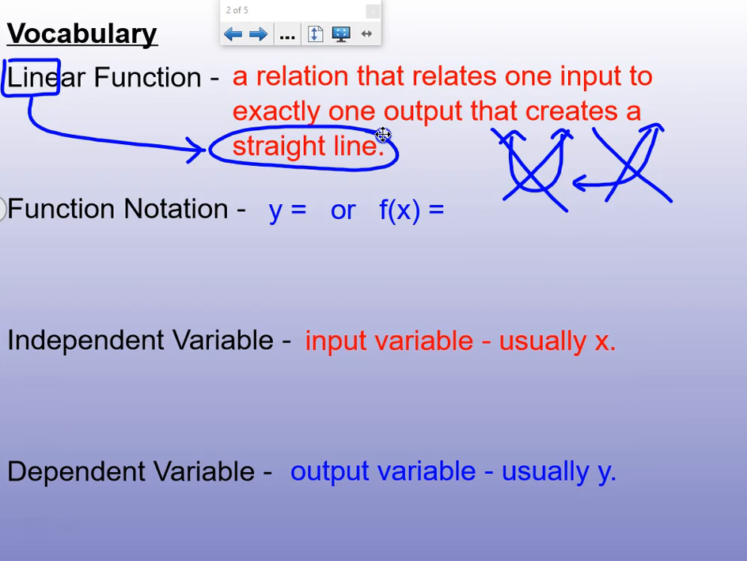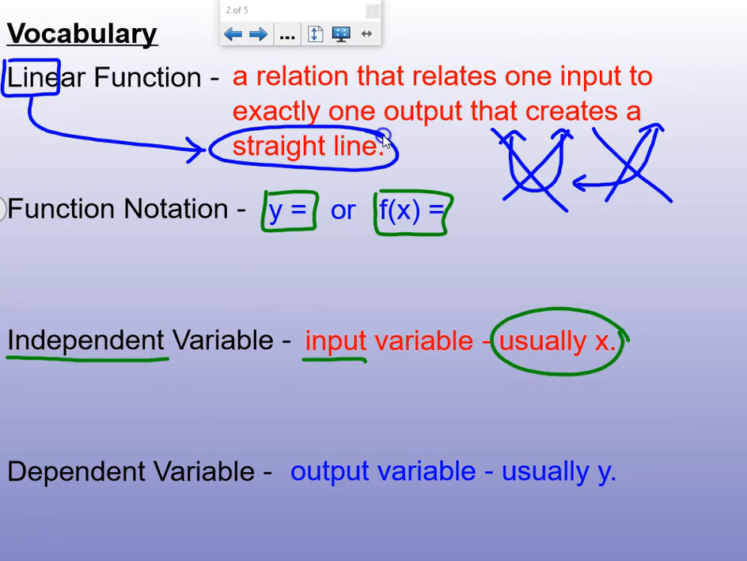Function notation is y equals or f of x equals. Independent variable is your input variable, which is usually x. It is independent. You can choose whatever number you want to put in for x. However, your dependent variable is the output, and that's usually y. And it's dependent because it relies on x. Whatever you put in for x will tell you what comes out for y.